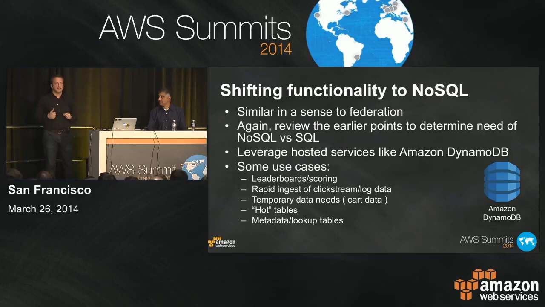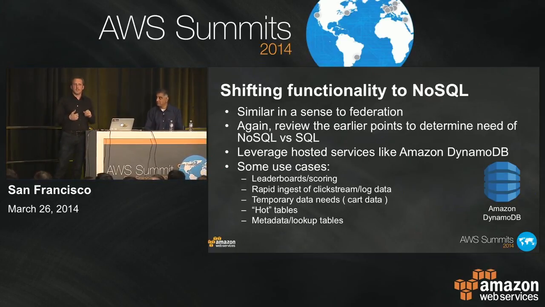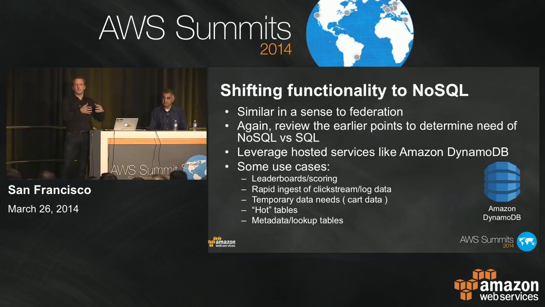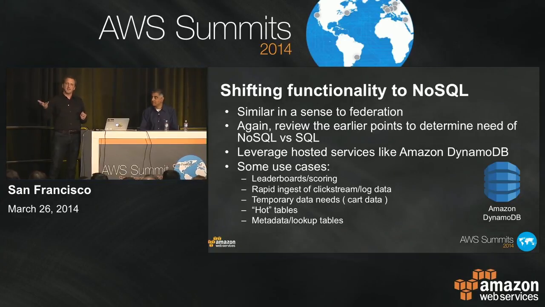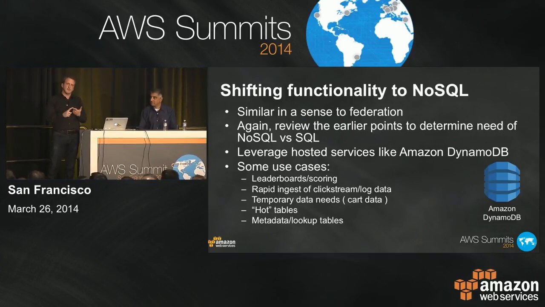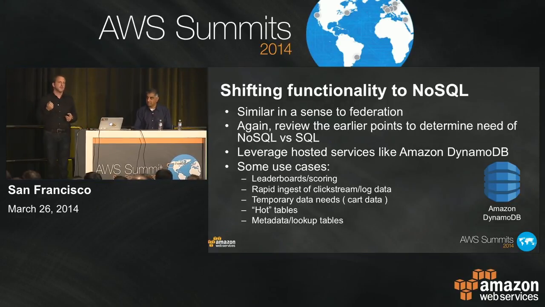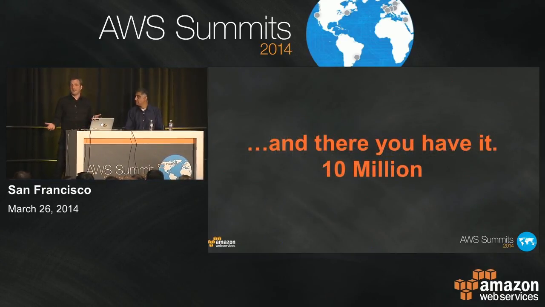It might be the leaderboard or the scoring application. It could be session state management, like you've had that in your database the whole time, and now you've got so much, you've got 10 million users you're looking at. You really need to get that into something that's both durable and hot supporting at the same time, and that's where NoSQL really starts to shine, all those kinds of things. And there you have it, 10 million.